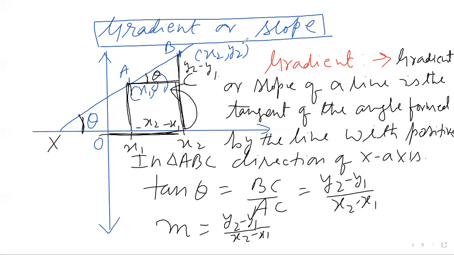This is called gradient. So what is tan theta? That is not 0, it is theta. Theta is a Greek letter used for angle. This is theta, not 0 degree. Theta is a Greek letter used for denoting angle.